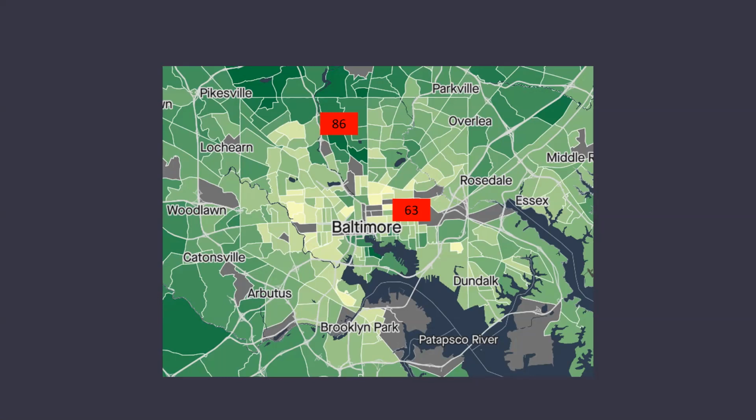So what does that actually look like? What do those neighborhoods look like? I went into Google Street View and found the main intersection within each of these areas. And next we're going to look at what that's like.